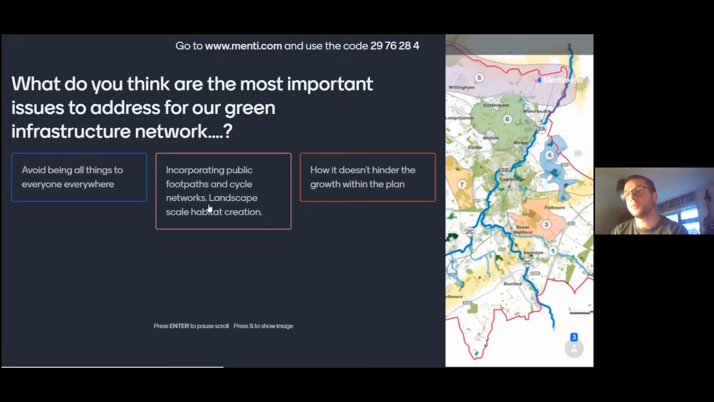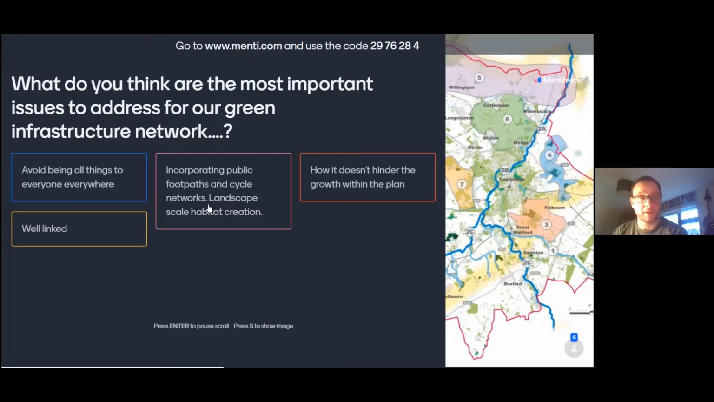So, avoid being all things to everyone everywhere. I think that's a very good comment, because this is a land use plan for a wide area. It's a Greater Cambridge plan, so we have to look at that whole area, and the strategy session that we outlined, maybe 2 weeks ago, shows you the size of the area that we're planning for, and the best places to put development, green infrastructure, whether it be enhancing the green infrastructure or enhancing connectivity.